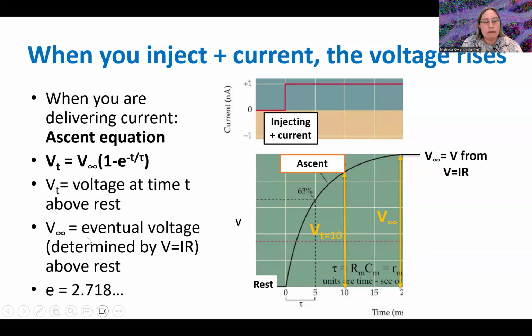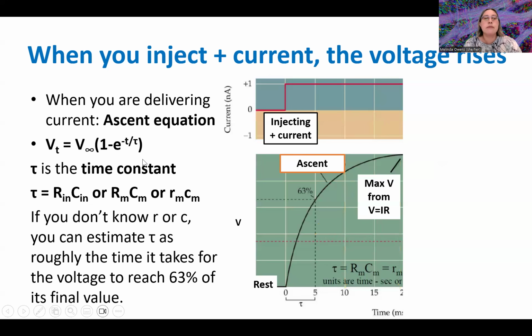Okay. Similarly, V max is the eventual voltage, but it's the amount above rest. So if this value is negative 35 and rest was negative 65, then V infinity is 30. Because that's how much it is above rest. By the way, this is also the V that you get from V equals IR. That V is also a change from rest, so you can plop that right in if you need to do that calculation. So the final thing we want to discuss is tau.